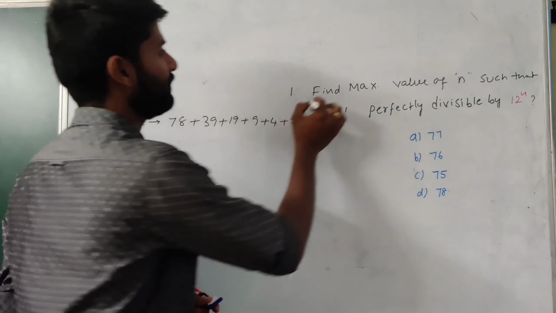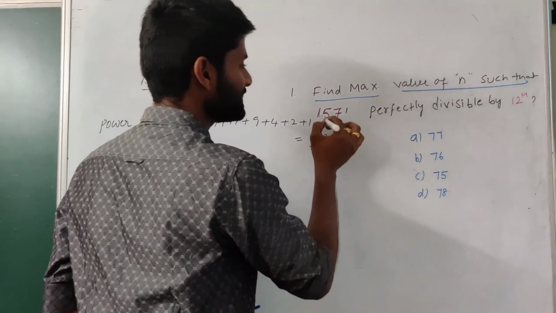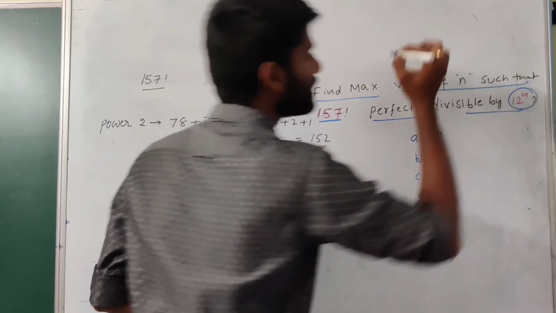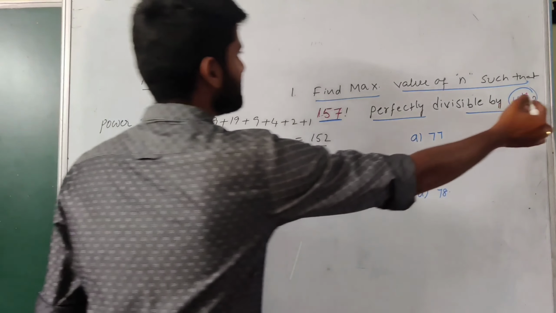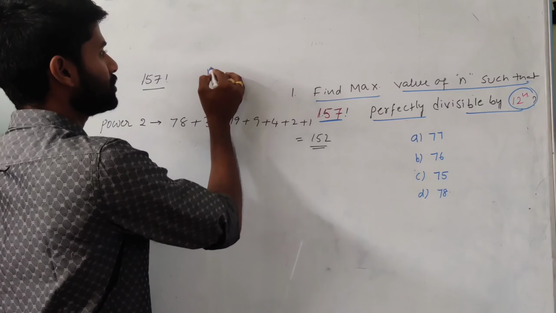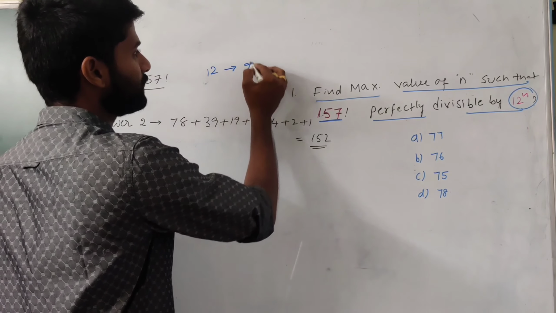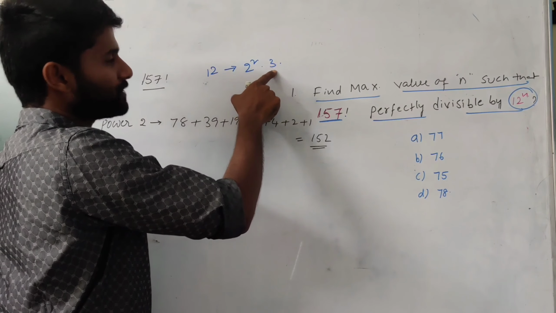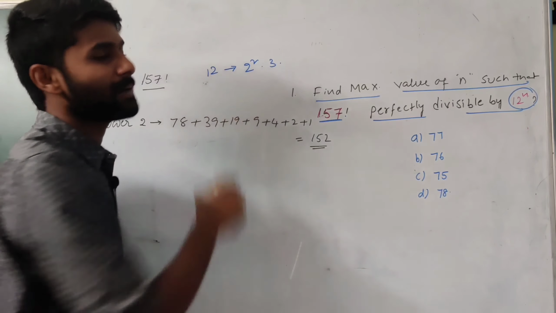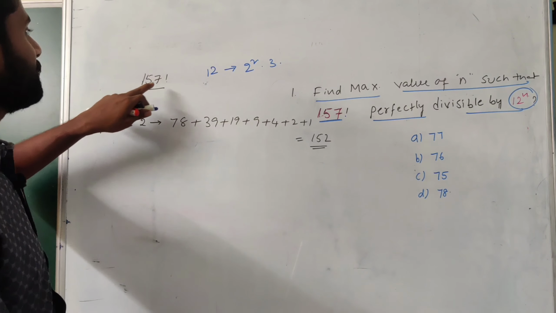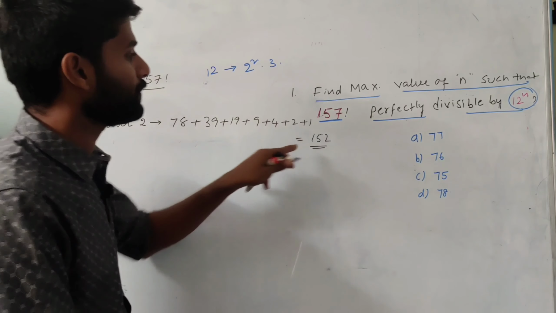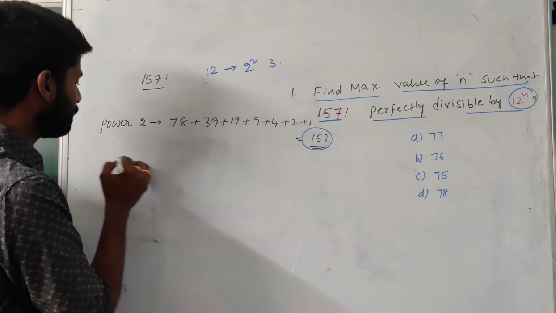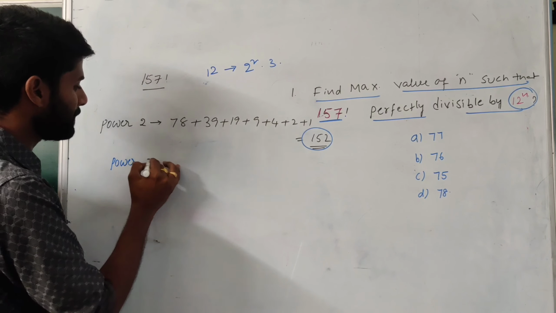Okay, go to the second question. Find the maximum power value of n such that 157 factorial is perfectly divisible by 12 power n. So again we need to find the maximum value of n. First, 12 can be written in terms of 2 square and 3. See, the 2 square value is equal to 4, and 4 threes are 12, but we require only prime factors. So you already calculated for 157 that the maximum power value of 2 is equal to 152. Then focus on 3.